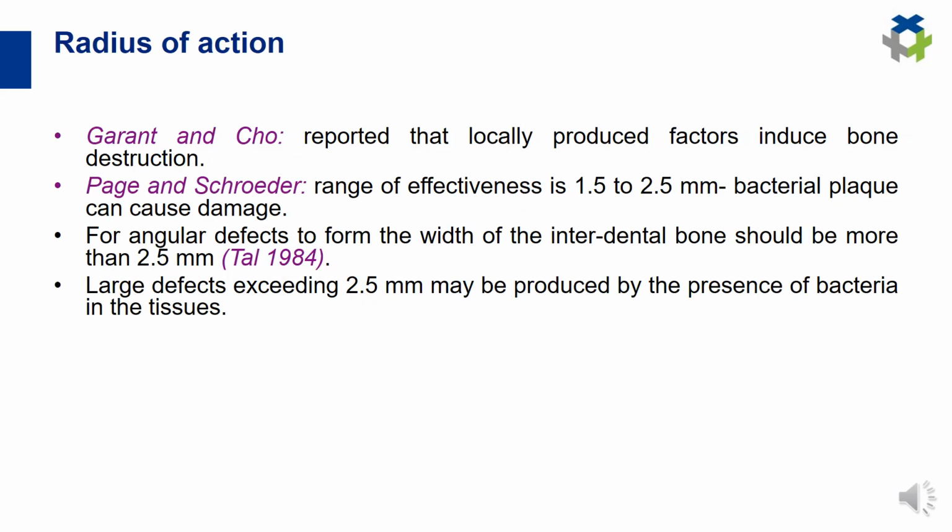What is the radius of action? Glickman and Carranza reported that locally produced factors induce bone destruction. Page and Schroeder reported that the range of bone destruction is between 1.5 to 2.5 millimeters, within which bacterial plaque can cause damage. For angular defects to form, the width of the interdental bone should be more than 2.5 mm. Larger defects exceeding 2.5 mm may be produced by the presence of bacteria in the tissue.